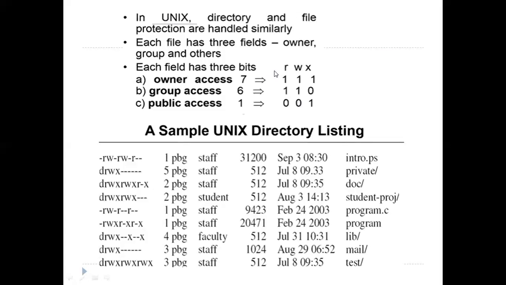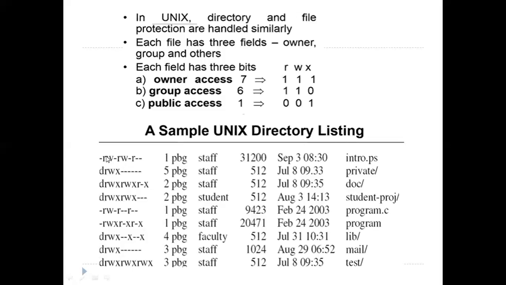Okay. So if you remember in the class I showed you, after listing the files within the directory, you could see this, right? What is this? Read, write, dash, read, write, dash, read, write, write. It means what? So this particular file, intro.ps, it is a file. First is dash, right? So it is a file.